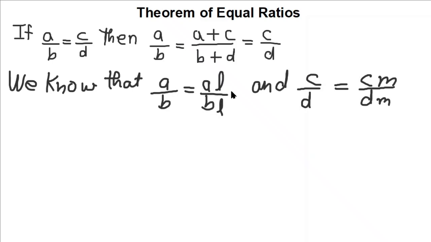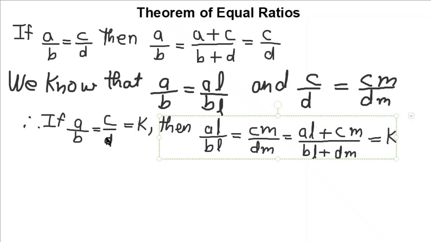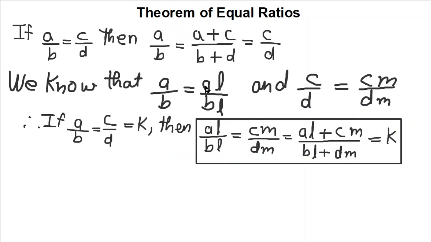A upon b is equal to al upon bl and c upon d is equal to cm upon dm. Okay. See, here we are multiplying both numerator and denominator by another number m. Therefore, if A upon B is equal to C upon D is equal to K, then from here, AL upon BL will be equal to CM upon DM. Because if A upon B is equal to C upon D, then AL upon BL is equal to CM upon DM, which will be equal to, by applying this theorem of equal ratio, what we will get? AL plus CM upon BL plus DM, which is equal to K. Okay. So this part is one of the forms of theorem of equal ratios. For solving problems, we can use the theorem of equal ratios in this way also.